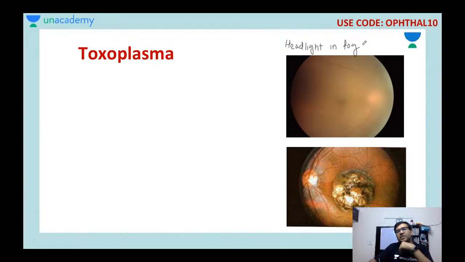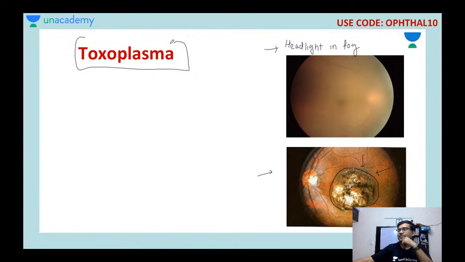In the second appearance, what you can see is that basically the macula is involved. Here our macula is involved. In the macula we see scarring and blackish spots here and there. So this is basically a macular scar, which is called a healed stage of the toxoplasma infection. So remember, a headlight in the fog and the macular scar, they are both features of the toxoplasma infection.